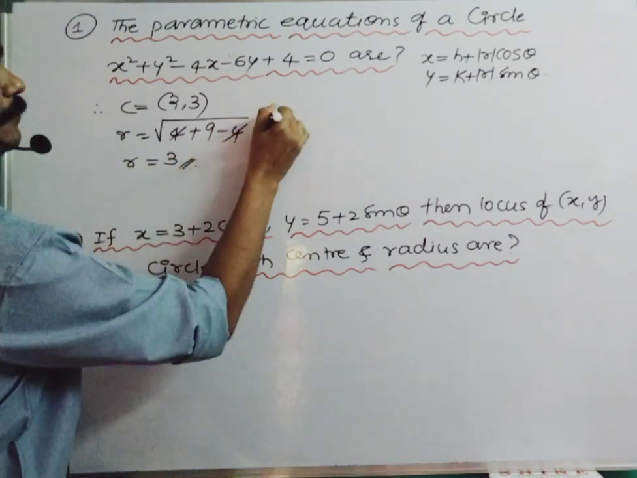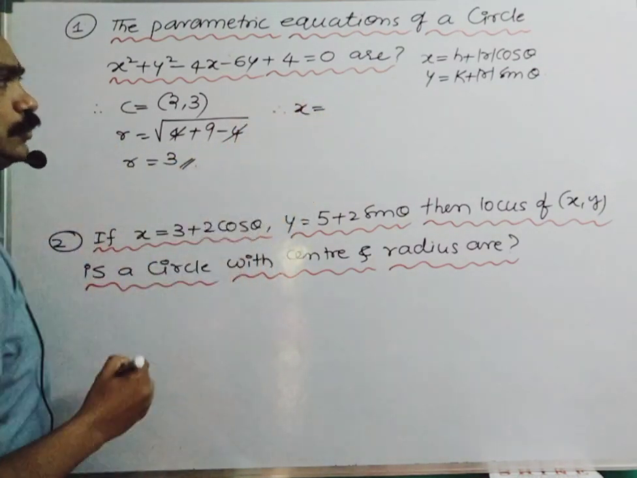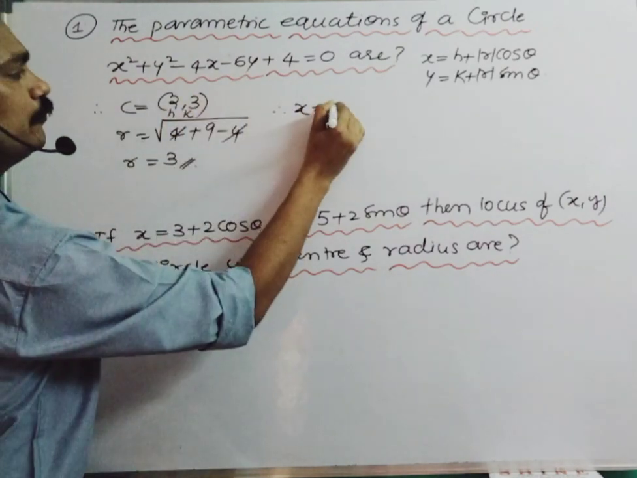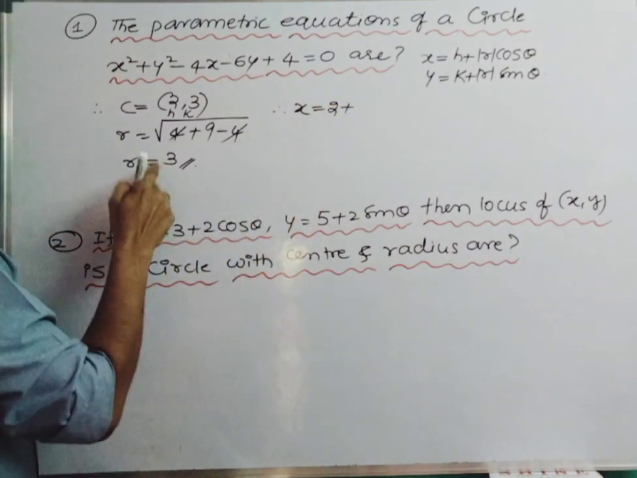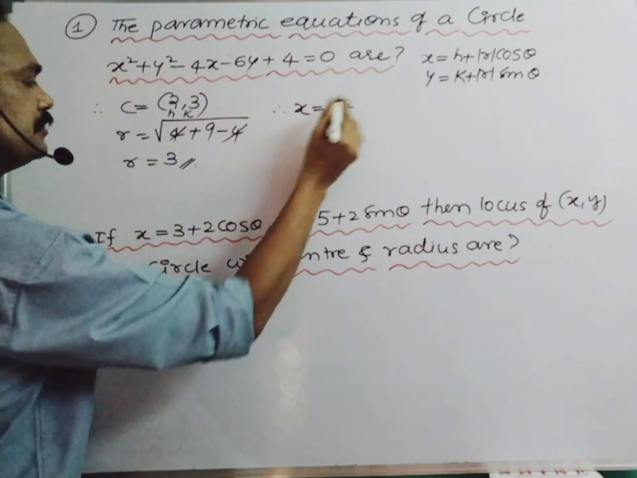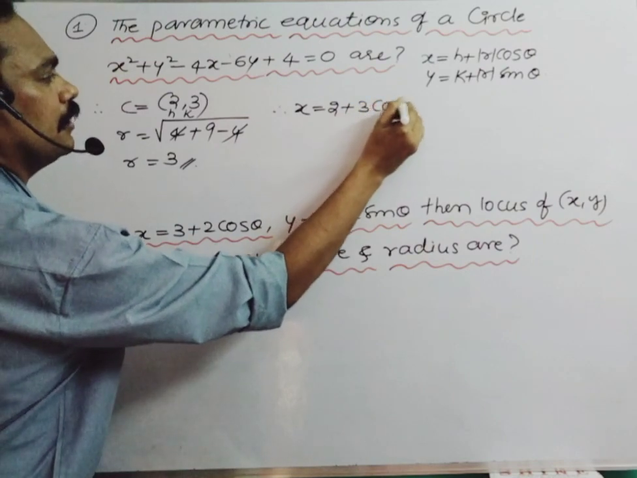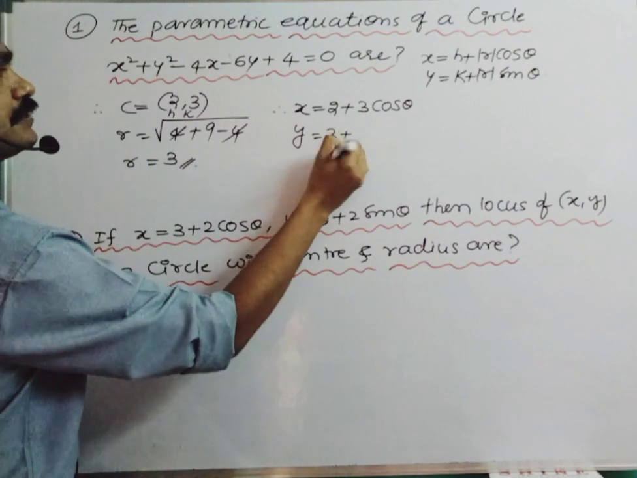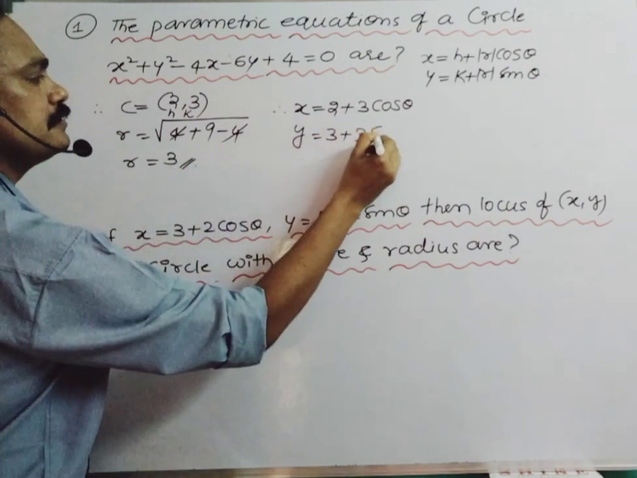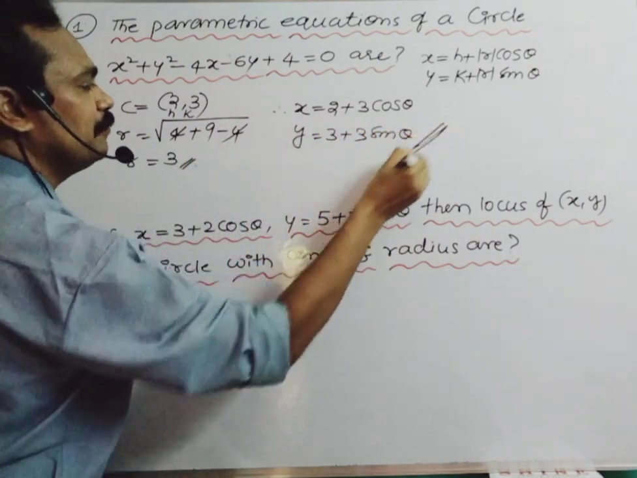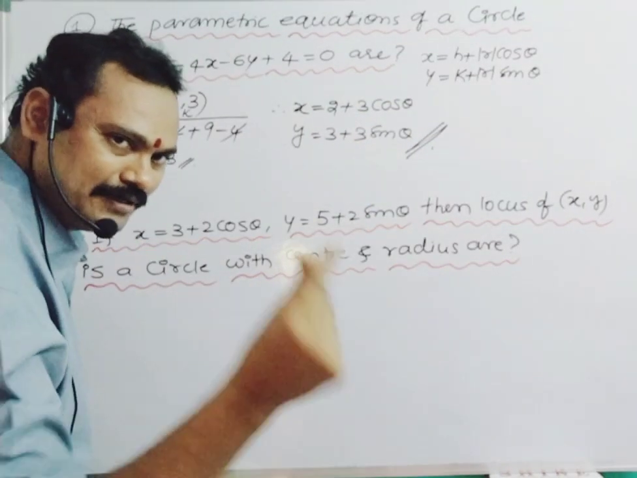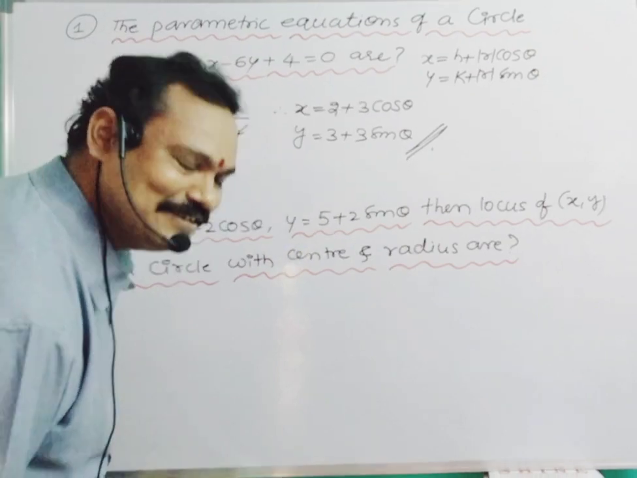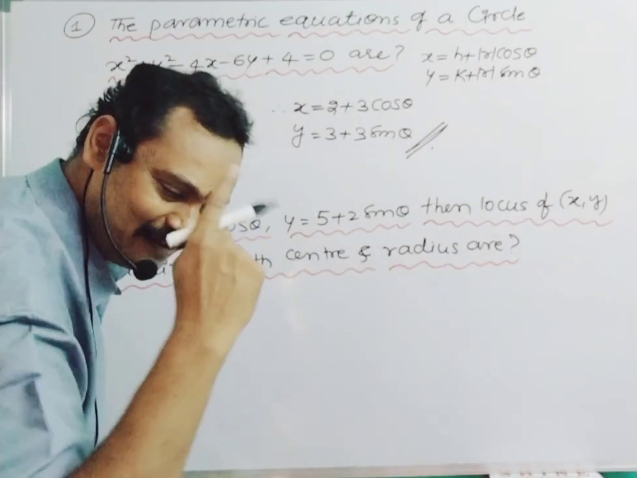Then what are the parametric equations? x equals h, this is h comma k, okay? h is 2 plus r, it is already positive, no need to take modulus, 3 cos theta, and y equals k, k is 3, plus r, 3 sin theta. These are the parametric equations. How simple it is! Very simple, huh? In a cool way you can learn all the topics.